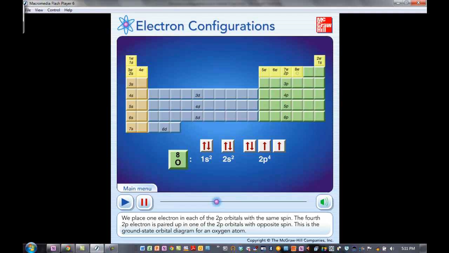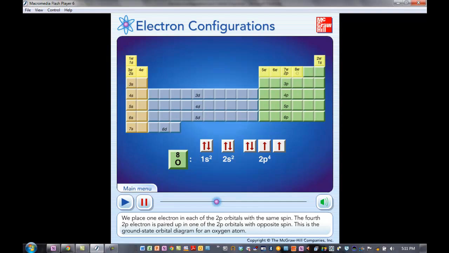The other thing to note is we will try to keep the electrons as far apart as possible if we can before we pair them up, because electrons are all negatively charged, so if you have the same charge, negative in this case, they're going to repel each other.